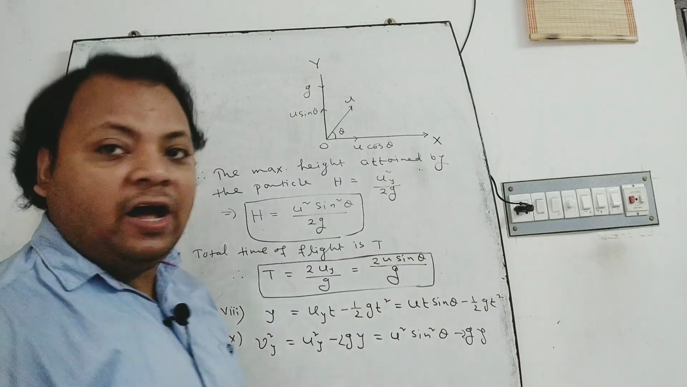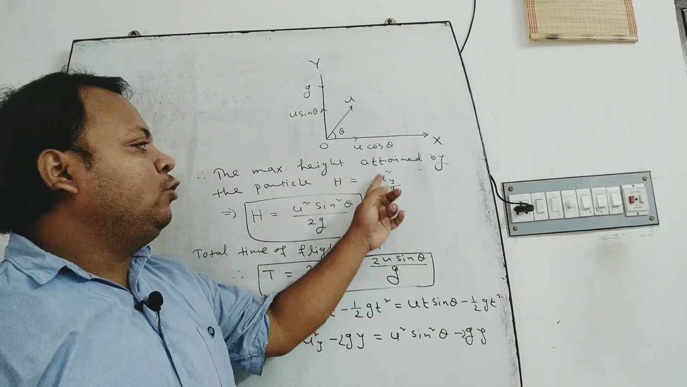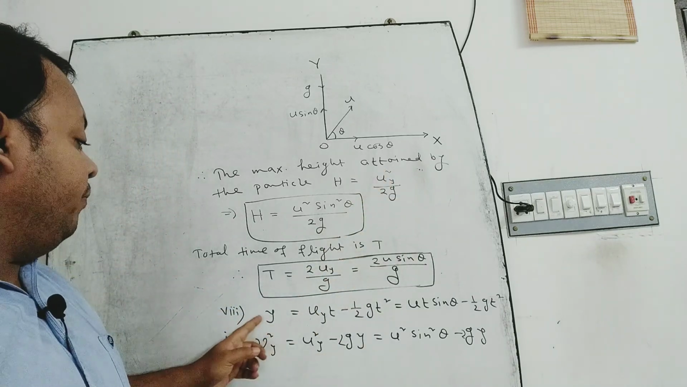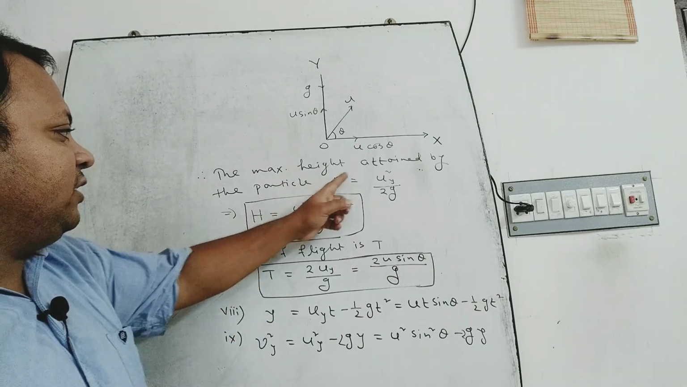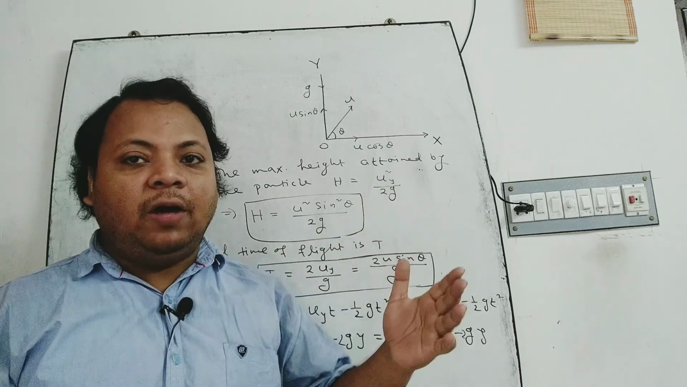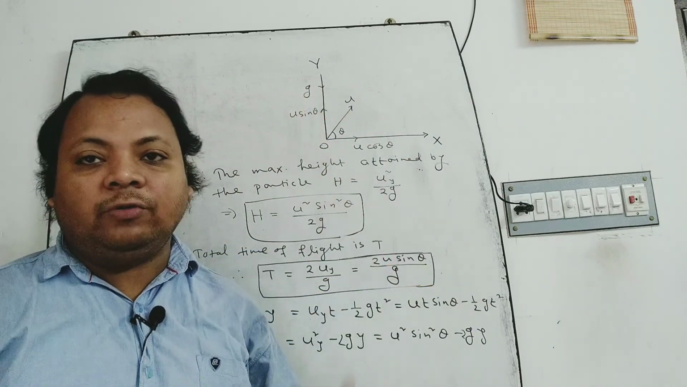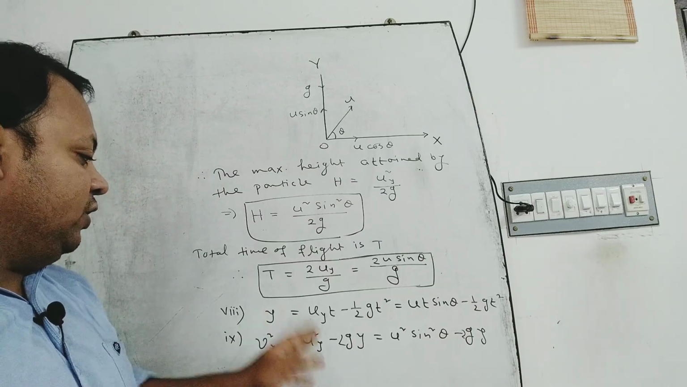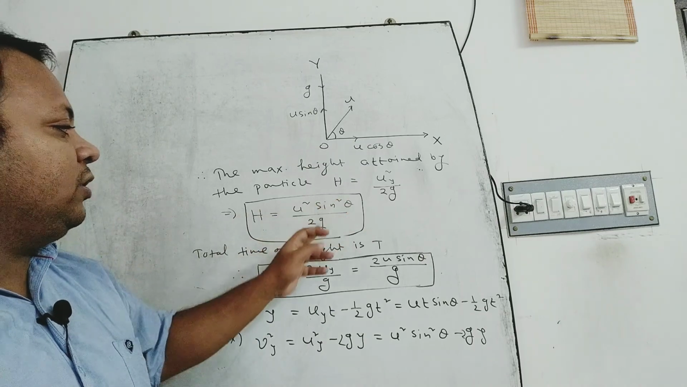Now, the maximum height attained by the particle, capital H, is equal to uy square by 2g. That is, from equation number 9 we can write that capital H is equal to uy square by 2g, since at the maximum height the vertical component of the velocity becomes 0, that is, Vy becomes 0. This gives maximum height H is equal to u square sin square theta by 2g.